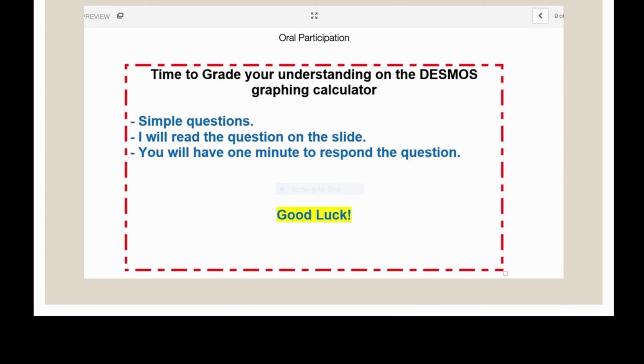I created this slide to provide my students the rules to respond orally to my following questions, to ensure that my students understood the algebraic configuration of the line equation.